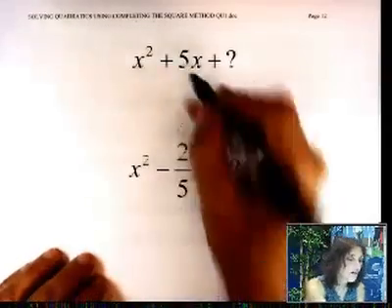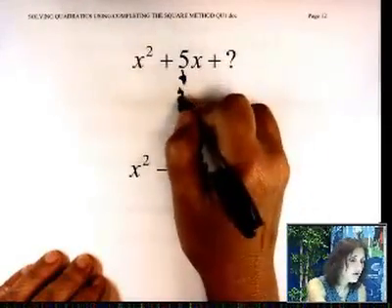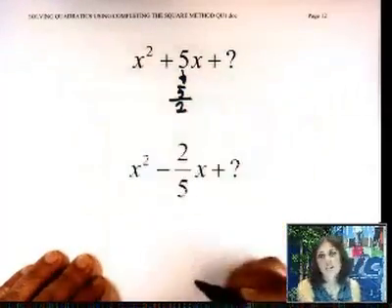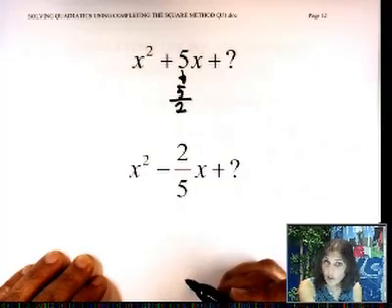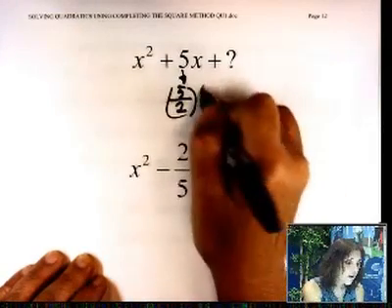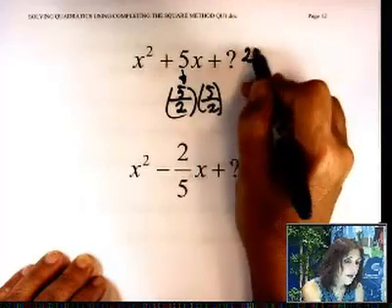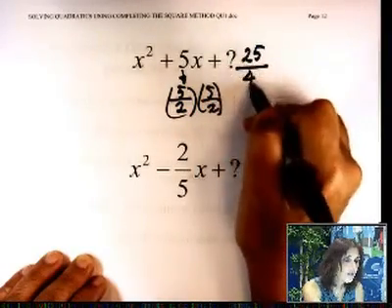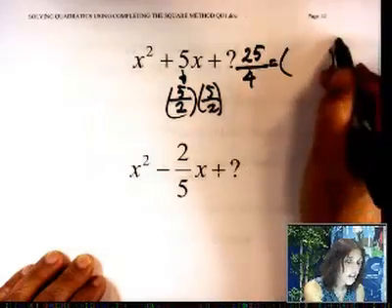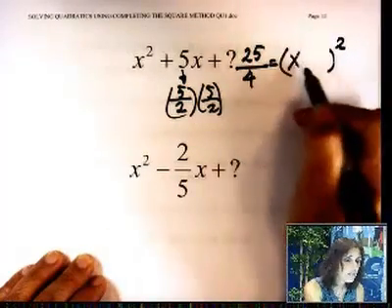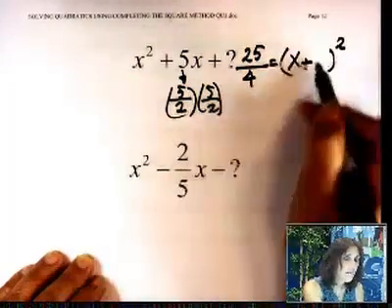What was the procedure? You take this, divide by 2. Keep it as a fraction, 5/2. Now square it. Squaring means 5/2 times 5/2. What does that give me? 5 times 5, 25. 2 times 2, 4. That's the missing piece. And that's the missing piece of what? x plus, what is this number? 5/2.